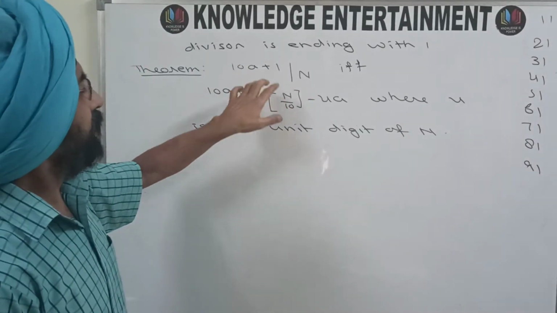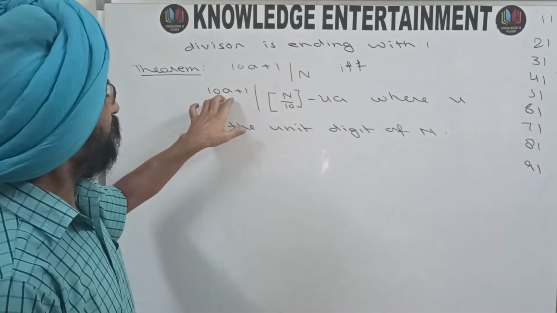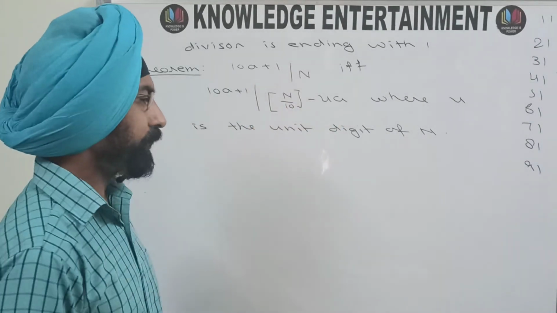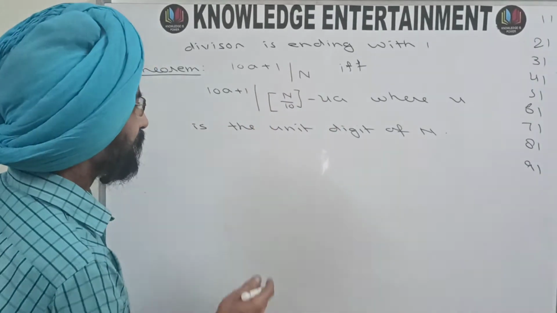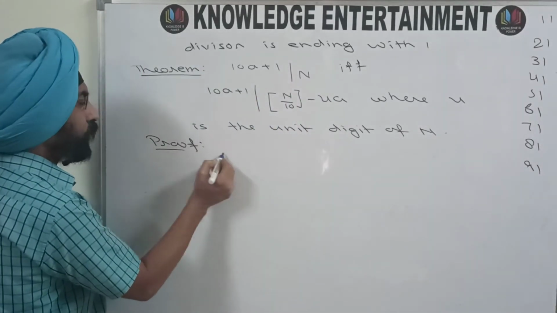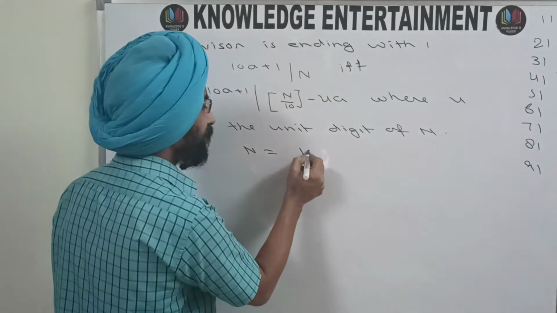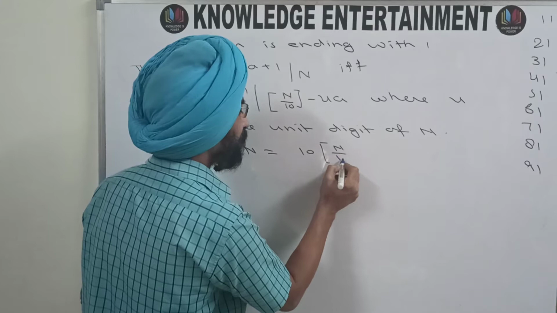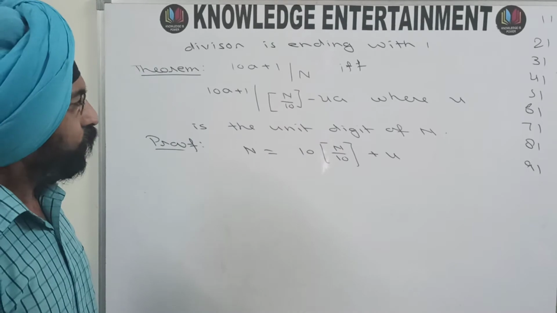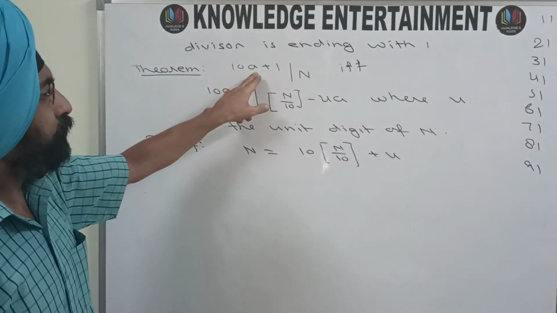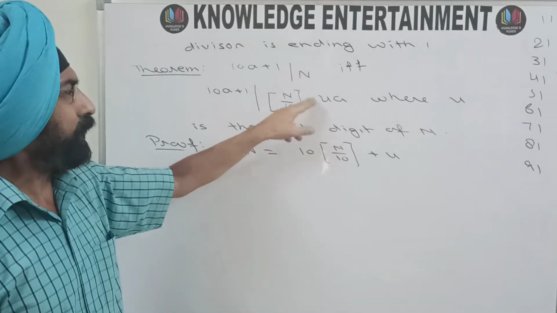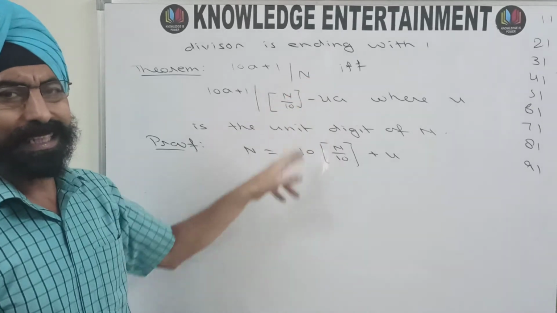Then 10a plus 1 divides n if and only if 10a plus 1 divides floor of n by 10 minus ua, where u is the units place. Since u is the units place of n, your n can be expressed as 10 times the greatest integer function of n by 10 plus u. Now the question is, if 10a plus 1 divides n, then 10a plus 1 also divides this number. And this is a much smaller number as compared to n. So it can be replicated also.